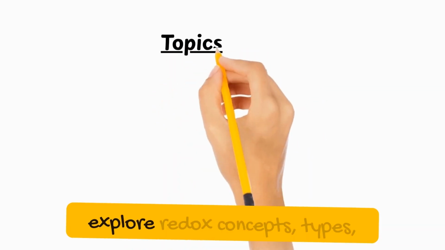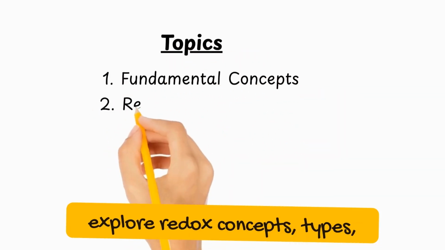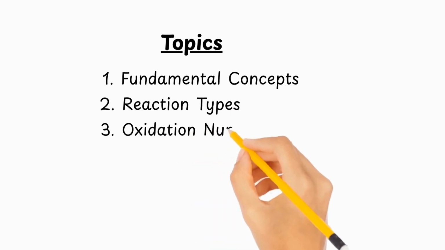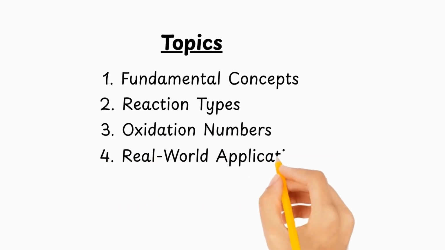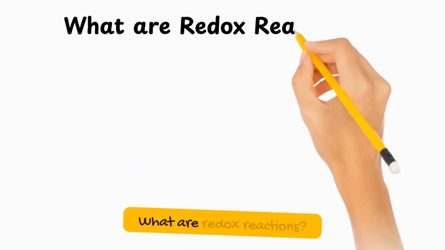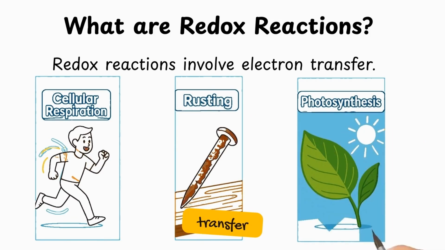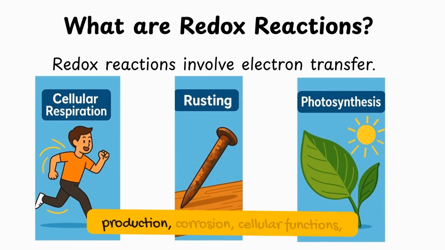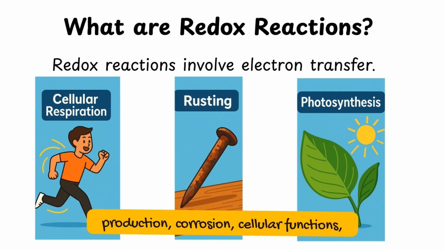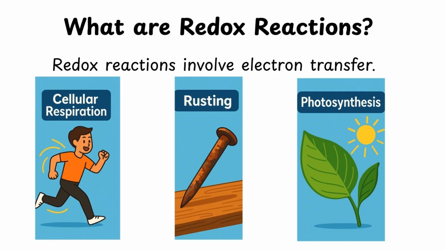In this video, we'll explore redox concepts, types, and their real-world impact, and also get to know what oxidation numbers are. What are redox reactions? Redox reactions involve electron transfer. They're vital for energy production, corrosion, cellular functions, and many other processes.